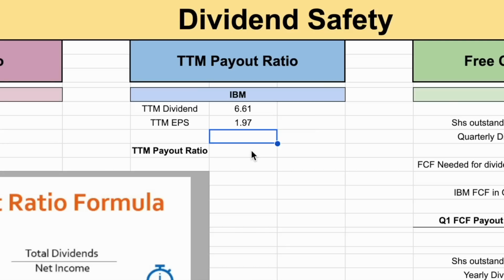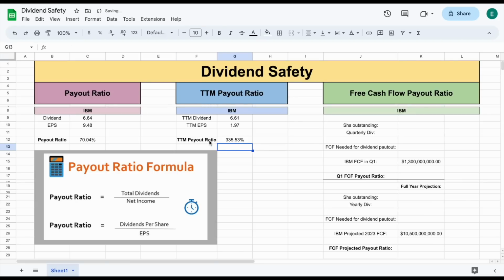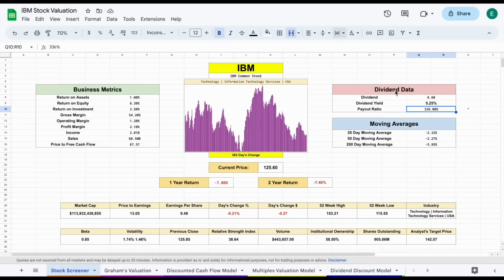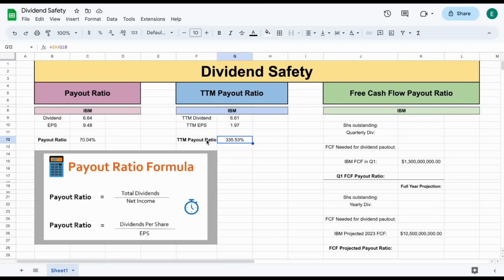So again, we will plug in that same formula. We'll come up here and take the dividend and divide it by our earnings per share for trailing 12 months. And we come out to 335.53%. That is where our payout ratio right here is coming from. And obviously that is a pretty major red flag, but at first glance you would think there's no way they could possibly be paying out dividends. But when you look at the forward-looking payout ratio here, you can see it's only sitting at 70.04%, a whole lot safer than you would originally think.